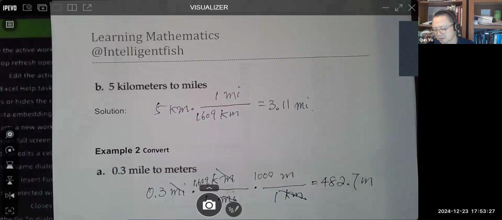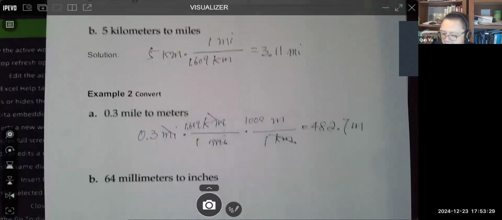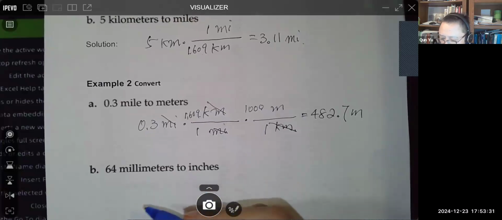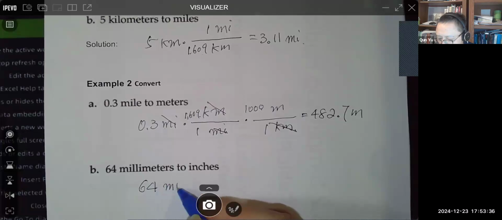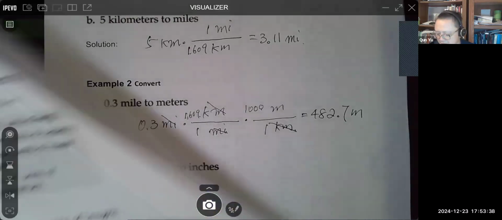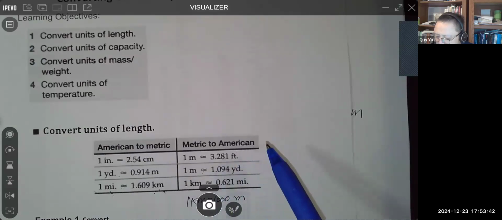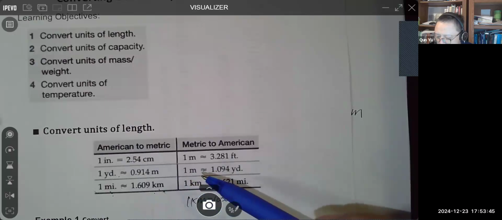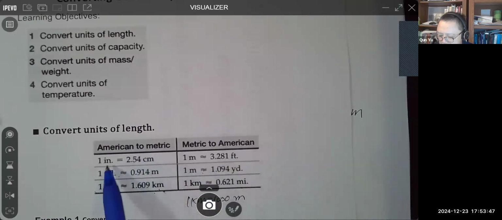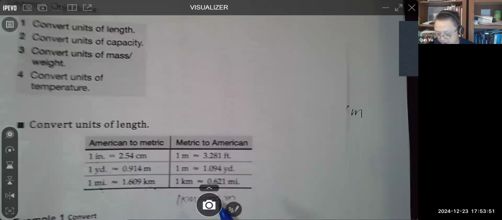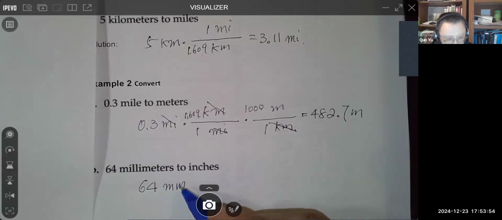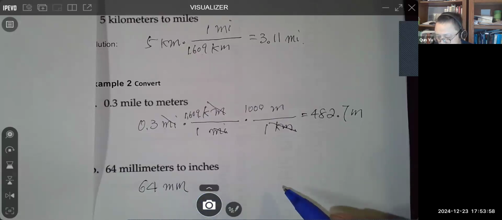Now, the last example for the length unit, we are going to convert from millimeters to inches. Millimeter to inches. Let's check this table. Millimeter, we don't even have millimeter in this table. But let's look at inch. So inch is directly related to a centimeter. So our strategy now is to go from millimeter to centimeter, then from centimeter to inch.